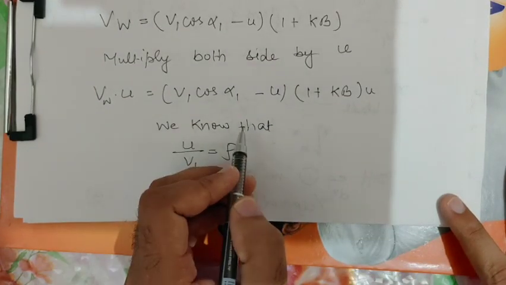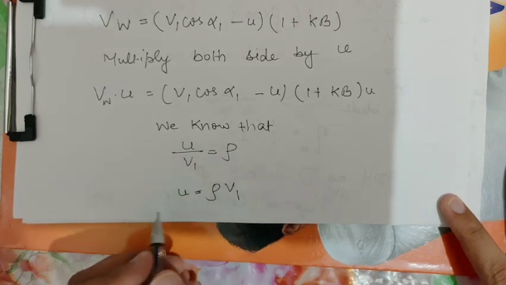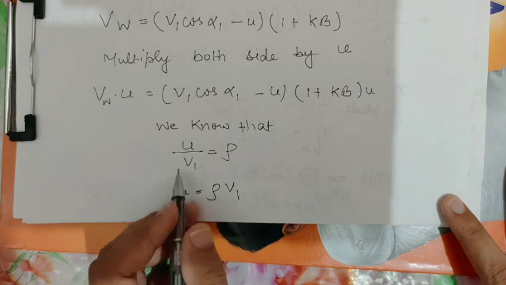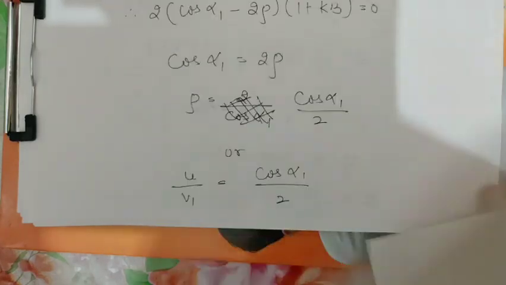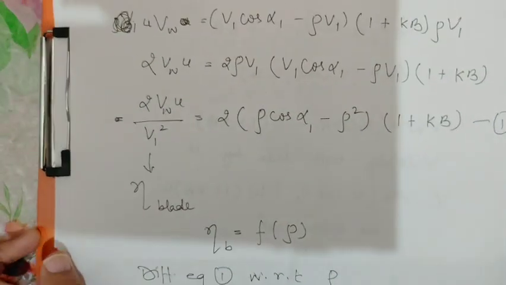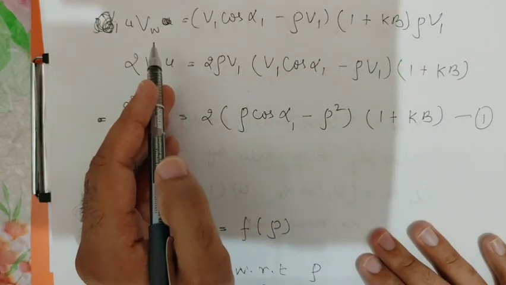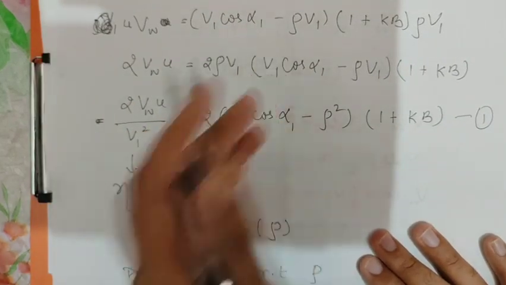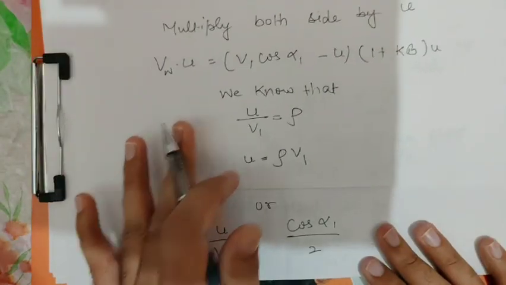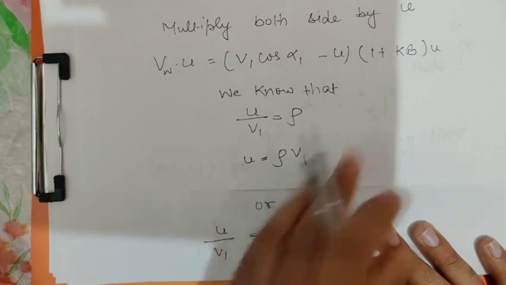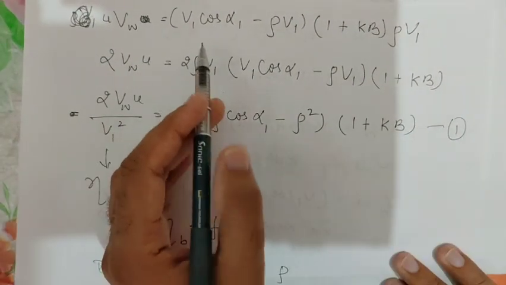We have to find out the value of rho, and rho equals u by v1. So u equals rho v1. So uvw equals, writing the value of u, that is rho v1, in this equation we get this.